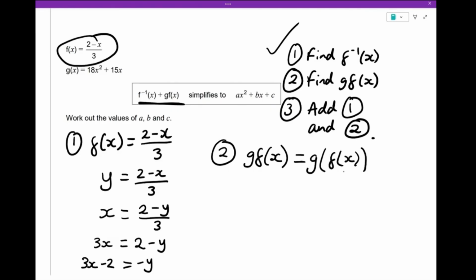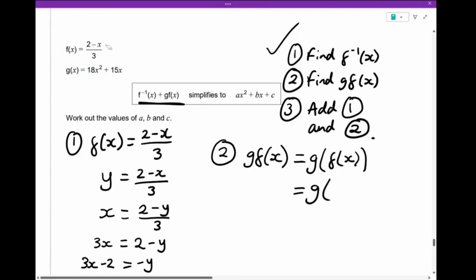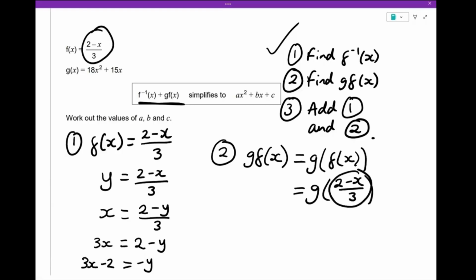And then I'm going to replace the f of x in here with what it's equal to, because the idea is I need to substitute f of x into g of x. So I'm going to write g, open brackets, and then I'm going to put in 2 subtract x over 3, like this. So what I need to do is substitute this expression into g of x. So wherever there's an x in g of x, I'm going to replace it with 2 subtract x over 3.